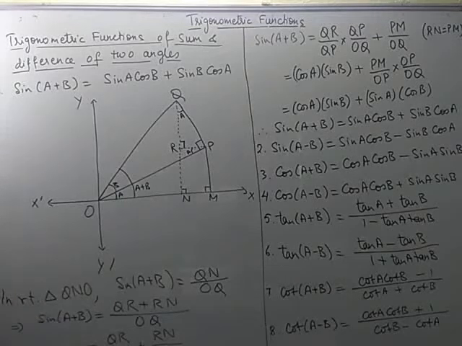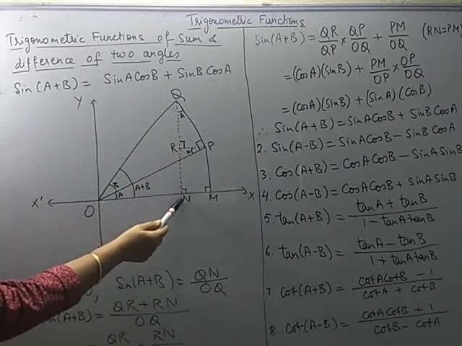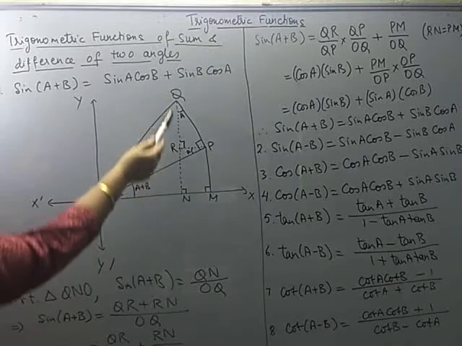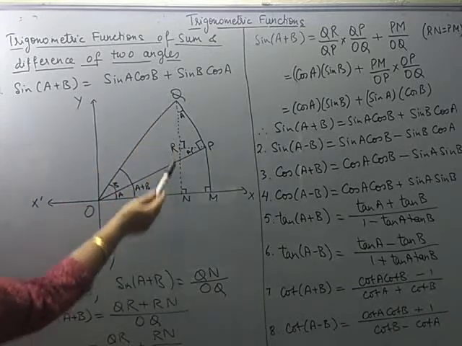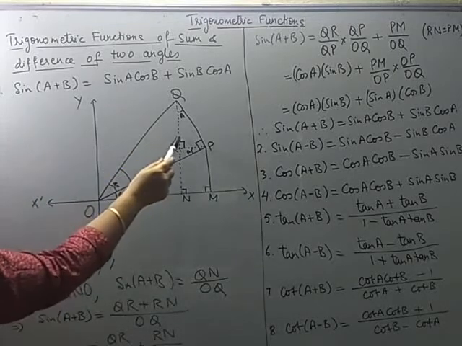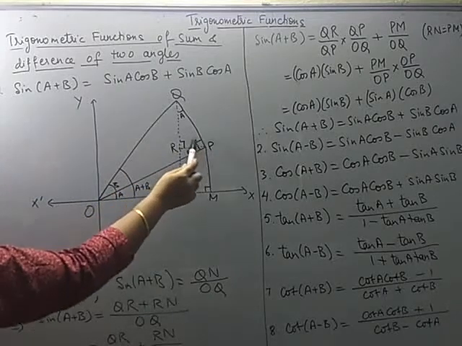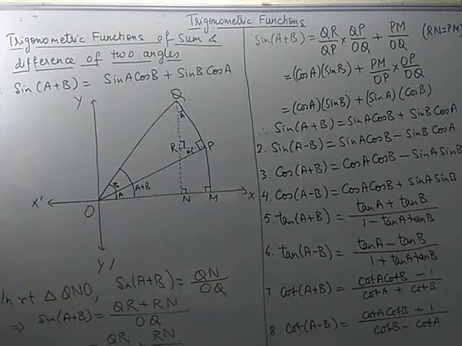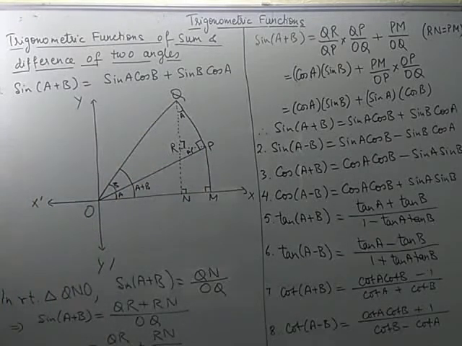Now some more construction I have done here: from Q a perpendicular is dropped on the x-axis, and then from P also a perpendicular is dropped, so that when a perpendicular is made from P to QN, it meets at R. So this angle is 90 degrees, and even this angle is 90 degrees. We have drawn it such that this is a right angle triangle. Now I have tried to define this angle. We can quickly understand it.